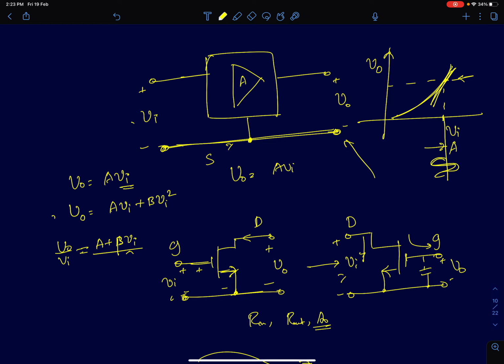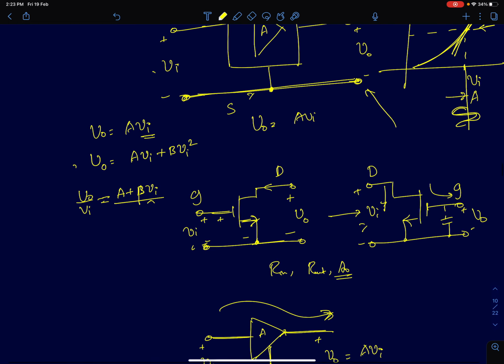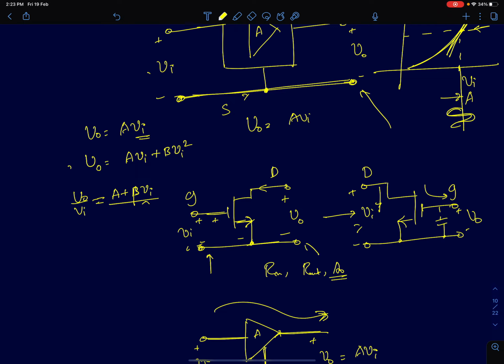So first I'll start with common source configuration, wherein the source is the common terminal between the input and the output, and gate and drain can be input or output. In the first example that I've shown here, gate is an input, drain is an output. In the second case, gate is the output, drain is the input. Now in the first case, the input voltage appears across the gate to source terminals.